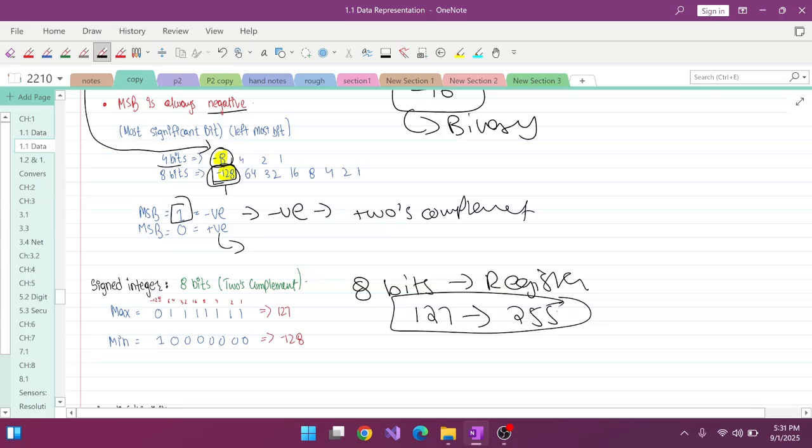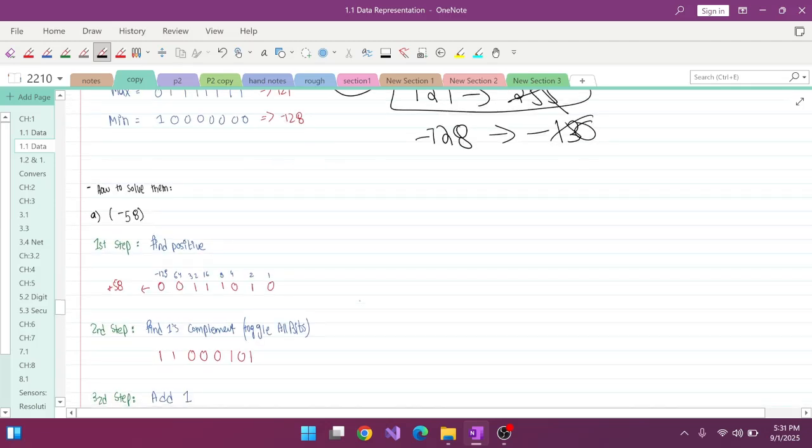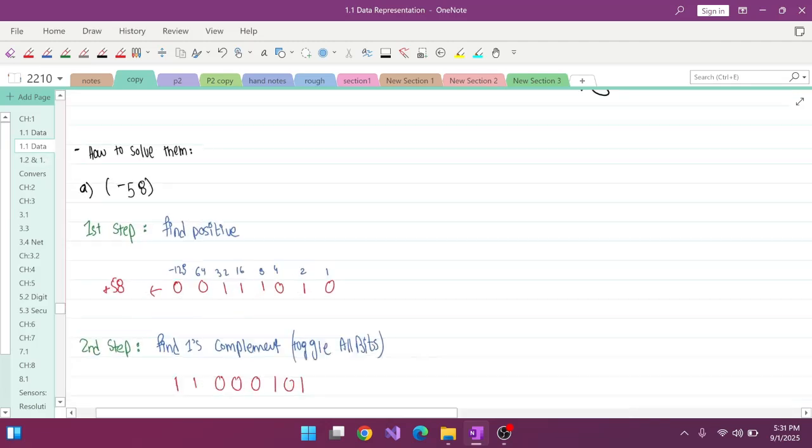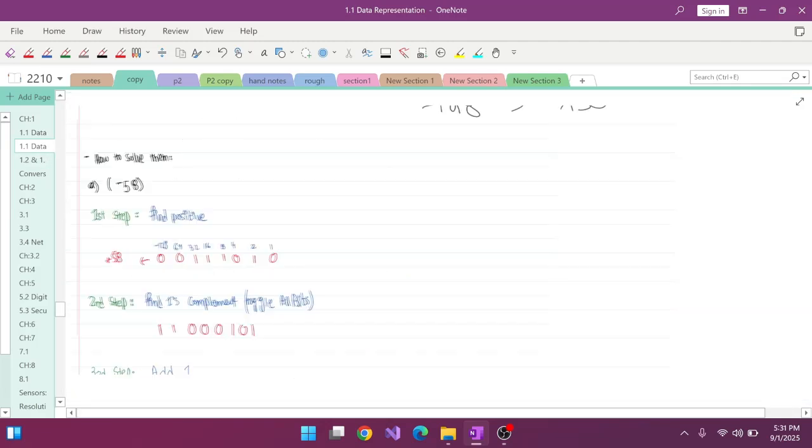Okay, we cannot represent this. We can represent down to negative 128, we cannot represent negative 130 in an 8-bit register. We are talking about the 8-bit register, which is in our syllabus. So the first question is negative 58. So how to solve this?